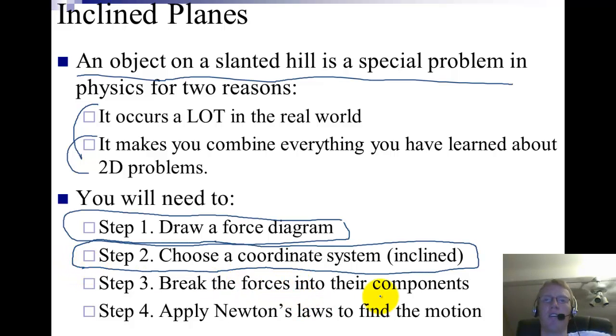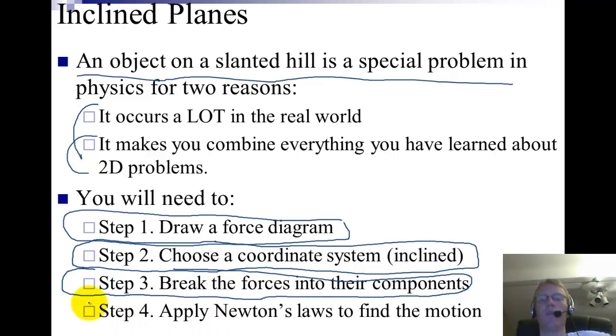Since you're going to have forces that are inclined at angles, you're going to need to break stuff into components. Anytime you have a force at an angle, you are going to break it into a component. And lastly, once you have the x and y components, you can apply Newton's law, which is F net equals ma, separately to the horizontal direction and the vertical direction. Yay! All right, let's take a look and see how it goes.